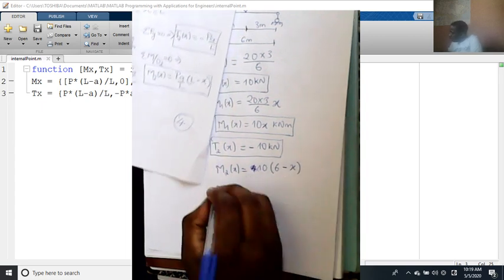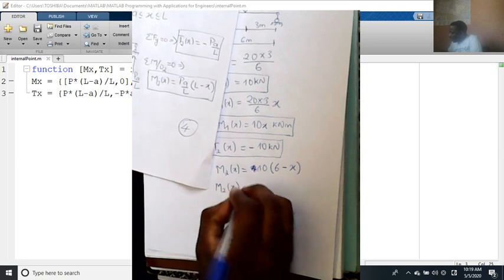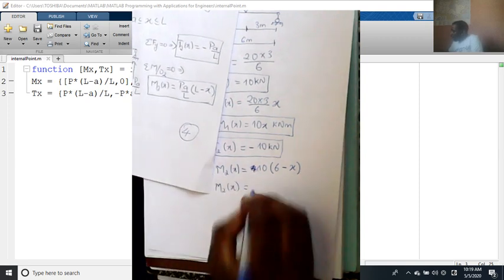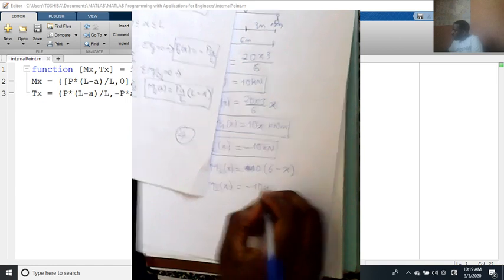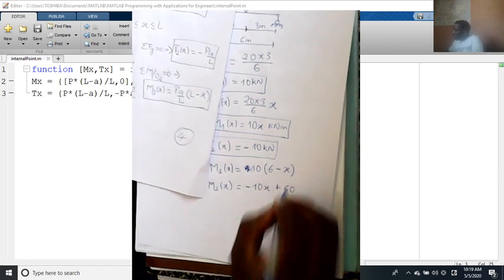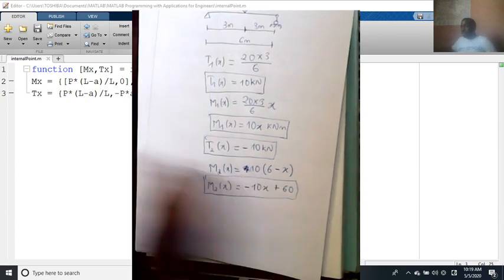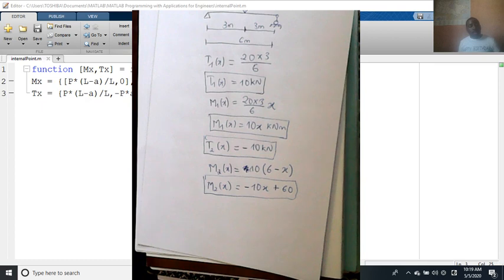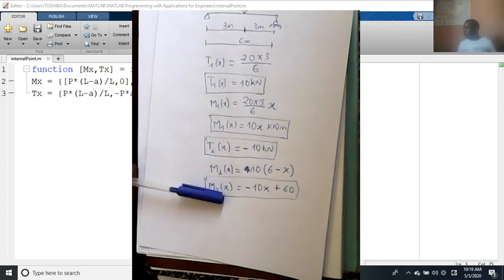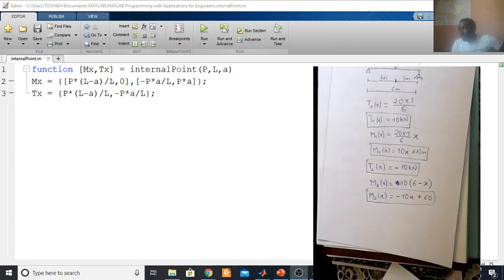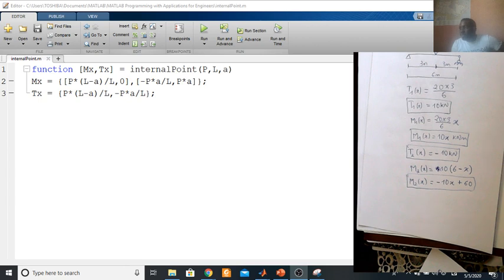So the final M2 of X, if we write it as a polynomial with X first, we'll have negative 10X plus 60. This will be our M2 of X. All right. So normally for point load, these are the values that we'll be looking for. So that is the way you use this particular MATLAB function. So let me try to reduce this. You can still see the values, right? I hope you can still see the values there.